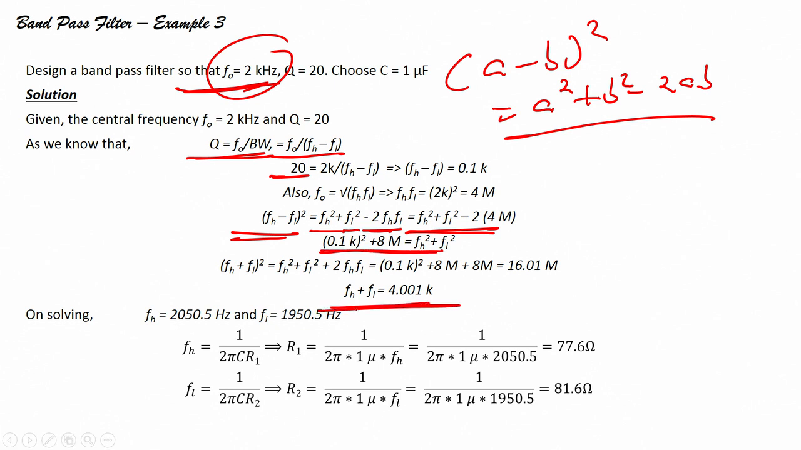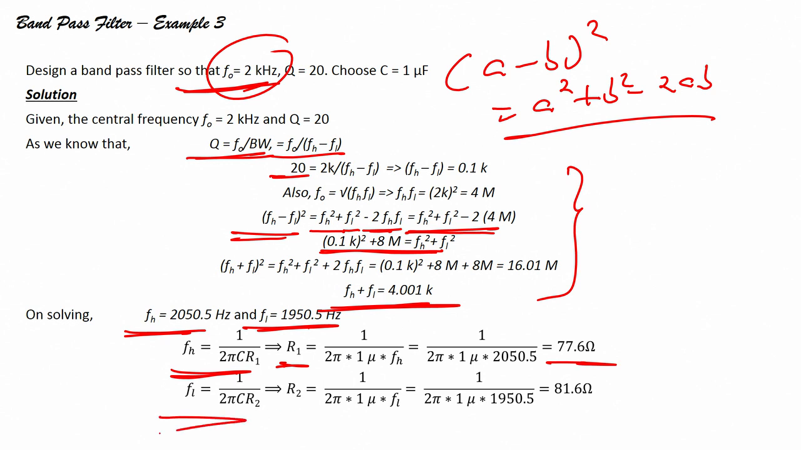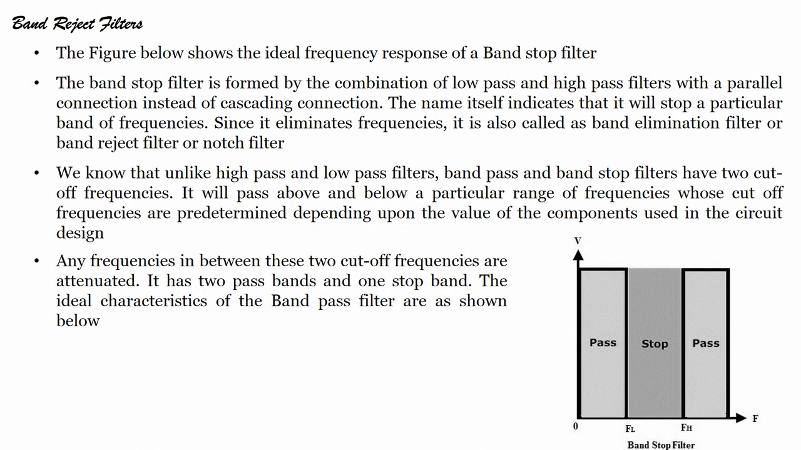Finally, when you solve this equation, you will get FH plus FL is 4.001 K. On solving, FH equals this one and FL equals this one. So, FH equals 1 by 2 pi R1 C, R1 equals this, FL equals 1 by 2 pi R2 C, R2 will be this value. This is how we can design the band pass filter.